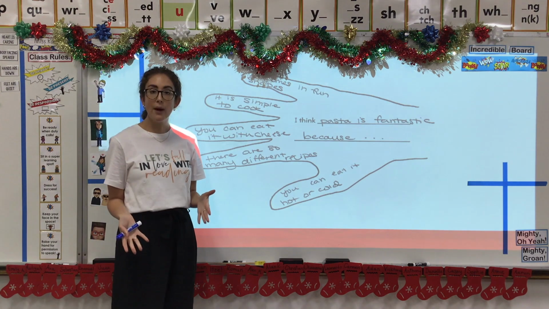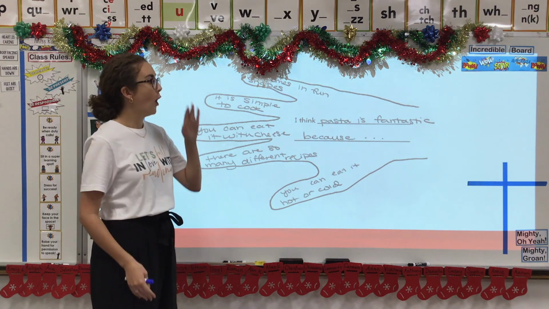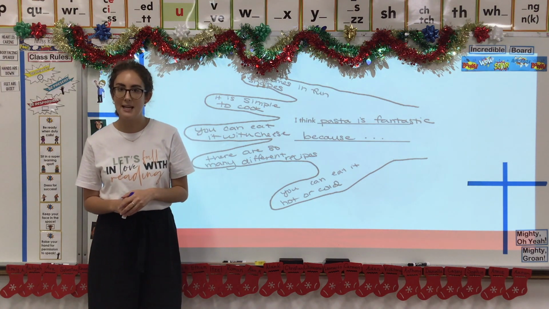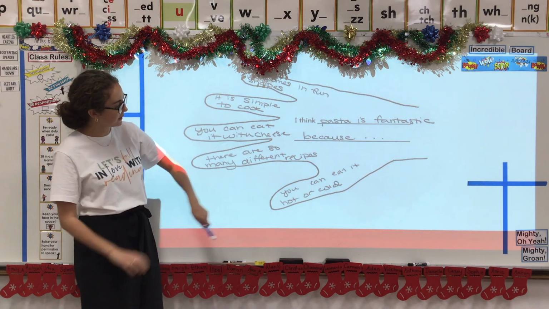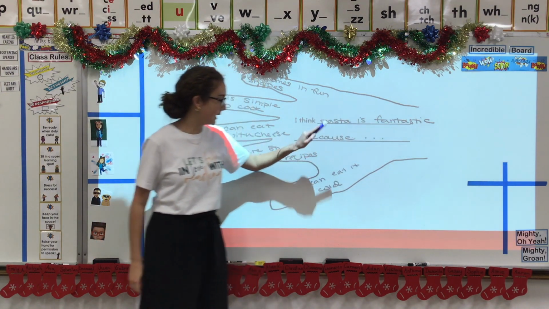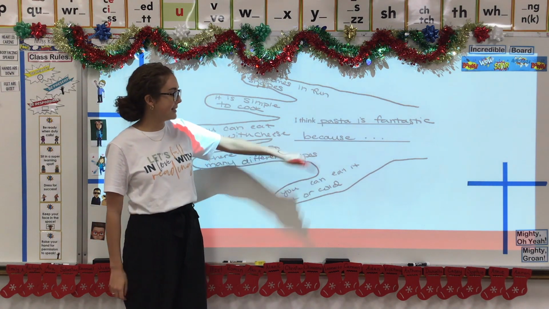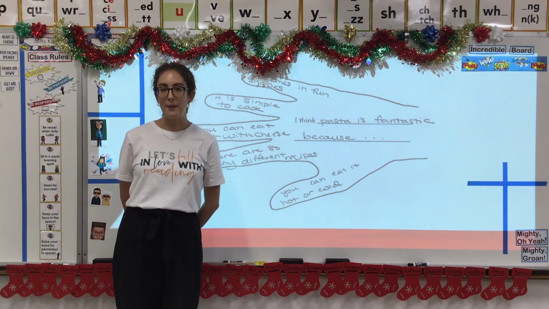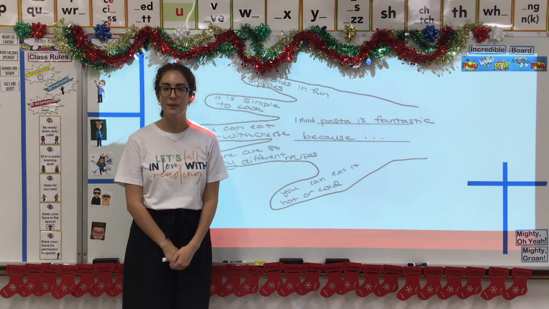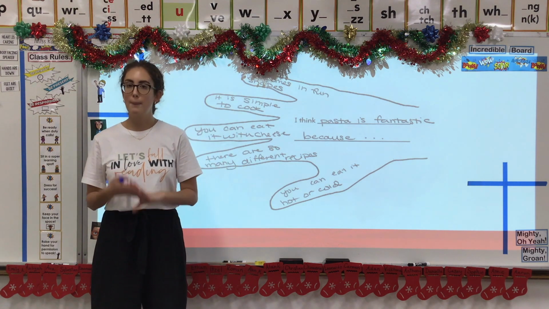The first thing we want to do before we write is review our brainstorm and remind ourselves of all of our awesome ideas. So let's take a look. I said, I think pasta is fantastic because, okay, that was my opinion. I love pasta. So that's for sure going to go in my paragraph.